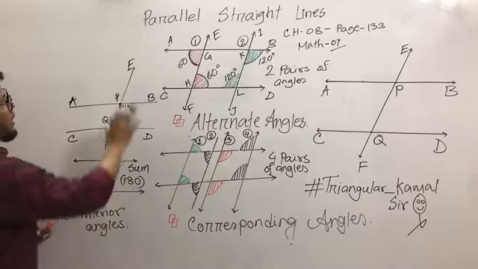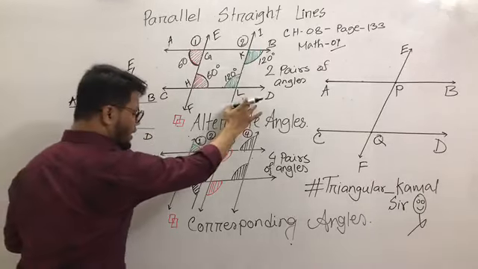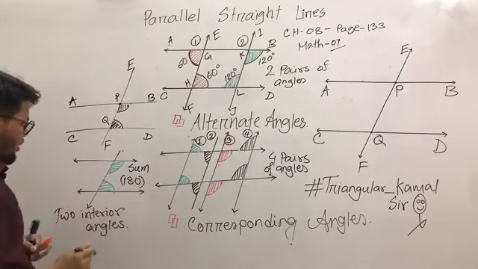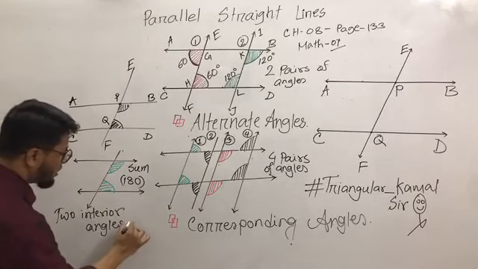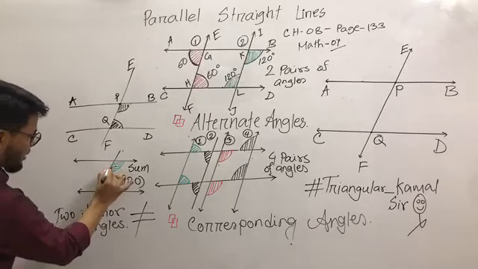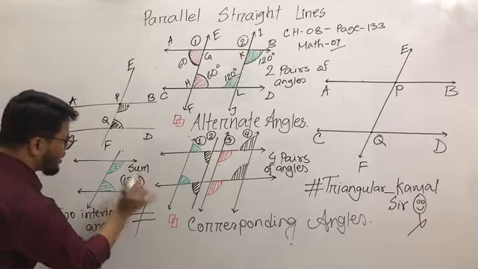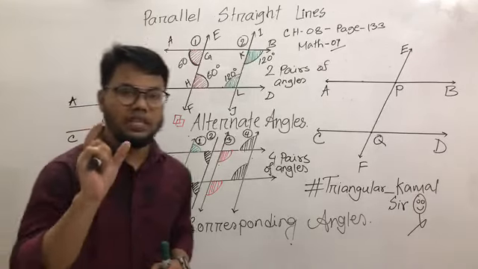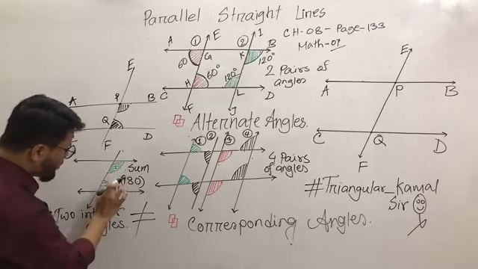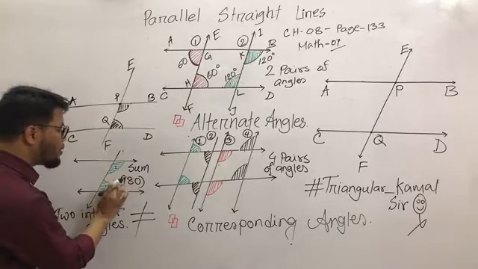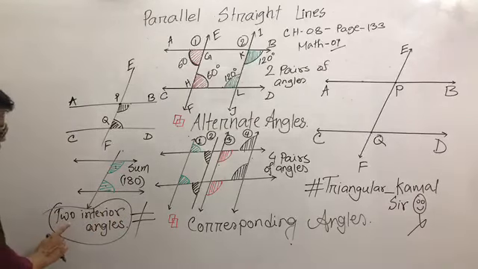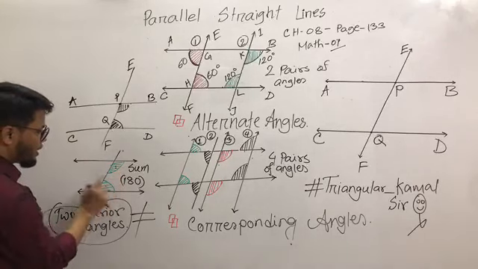Dear students, in vertically opposite angles, alternate angles and corresponding angles, we said the same color angles are equal. But these are not equal. This is not equal because the concept here is that the sum of the two angles will be 180 degrees. Sometimes you may make a mistake here if you think they are the same. No. The concept is they may be equal or not, but their sum will be 180 degrees. So the statement is: the sum of two interior angles is 180 degrees.